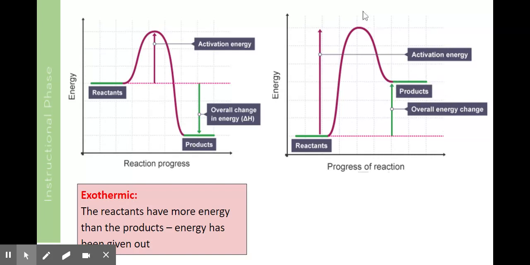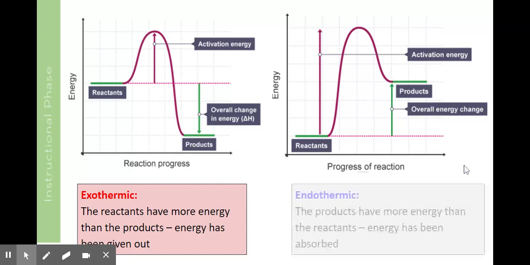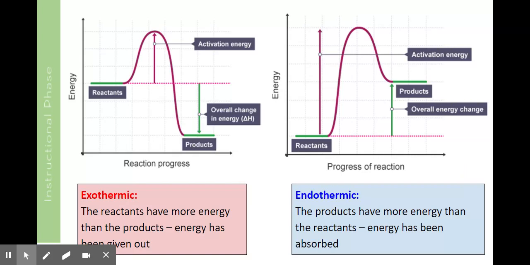Now remember, the top of the curve shows the activation energy, and this green arrow shows the total change in energy. So on the exothermic reaction, the overall energy is going down, therefore it's exo. On the endothermic graph, you can see that the arrow is going up, showing energy has increased, it's been taken in, meaning it's an endothermic reaction.